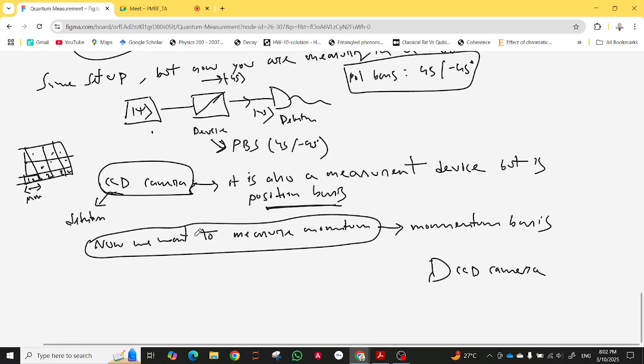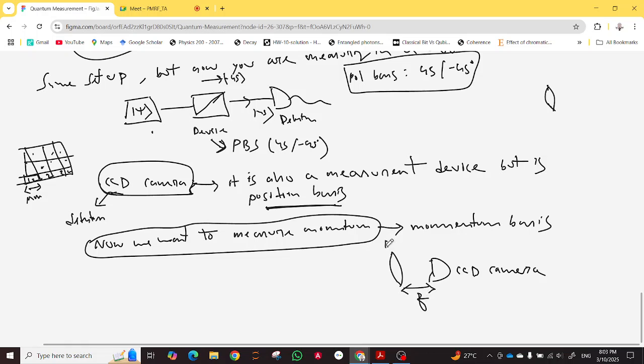But you know how to convert the position to momentum, right? These are conjugate bases. I don't know if you know or not. You just put a lens. What does the lens do? The lens does the Fourier transformation. You just put the CCD camera on the focal plane of the lens. Just make sure this distance is f.